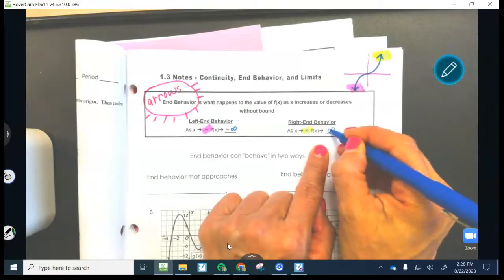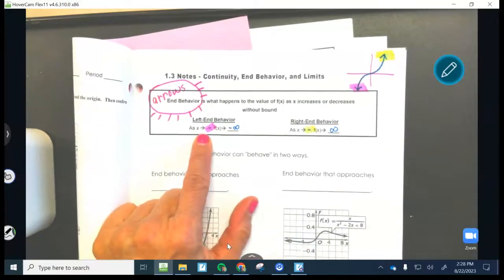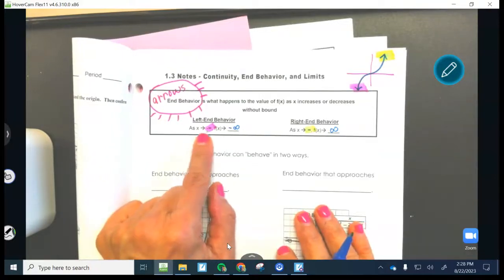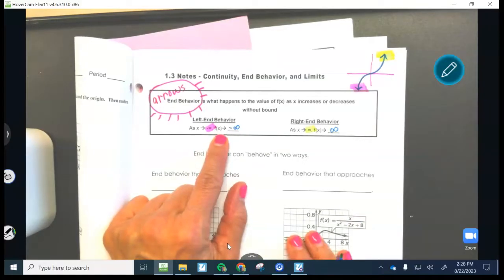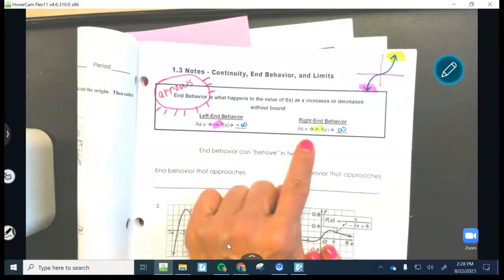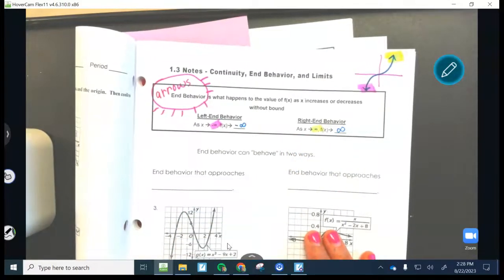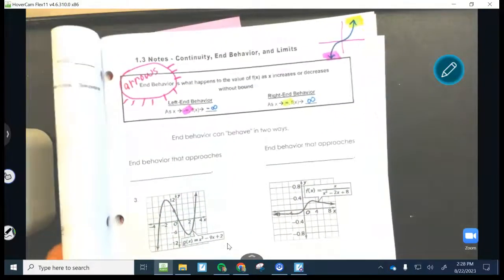Increasing. So the way that we read this, as x approaches, so when you see that sideways arrow, it means approach. As x approaches negative infinity, f of x, or the outputs, approach negative infinity. As x approaches positive infinity, f of x approaches positive infinity. So that is how we're going to start out with our end behavior here.